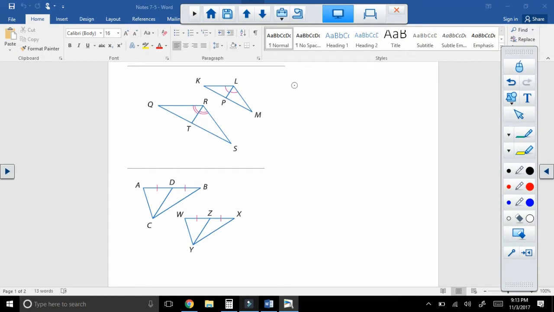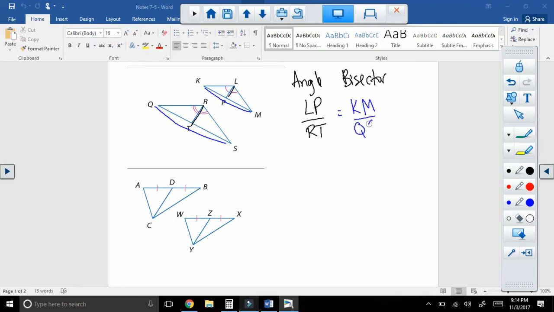For these here, these are angle bisectors. So the angle bisectors are also proportional with those sides. So let's say that they give me LP and RT. Well, that would be proportional with any of these other sides. So let's just say, for example, they give us KM and QS. You could write a proportion.